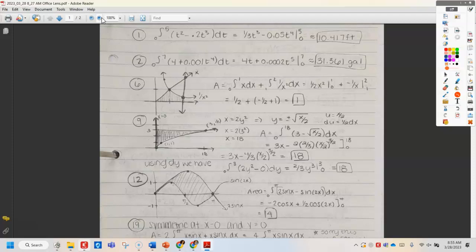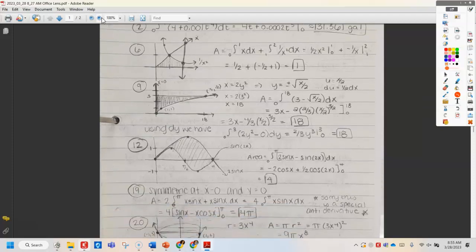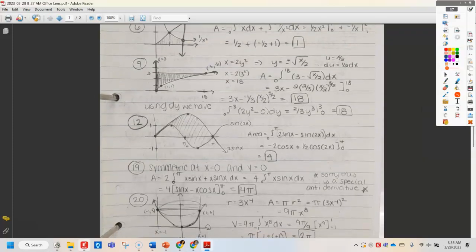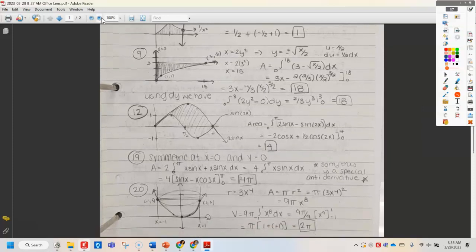And then I don't think I'm going to do 19. So just ignore my 19. And 44 was also equal to pi. 44 is like pi.